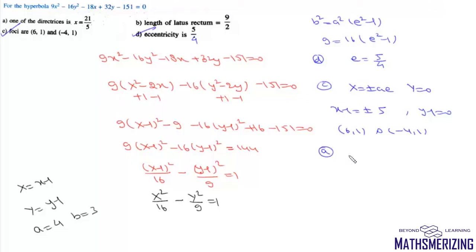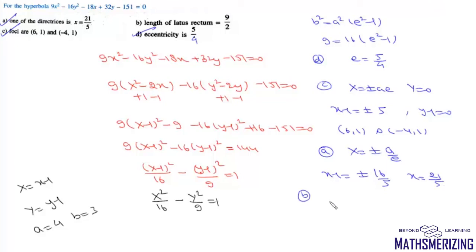Now the equation of directrix is capital X equals plus minus a upon e. So it'll be x minus 1 equals plus minus. Now what's a upon e? A upon e simply will be 16 upon 5. So if we take the plus sign, we'll get x equals 21 by 5, and that's your option number A.